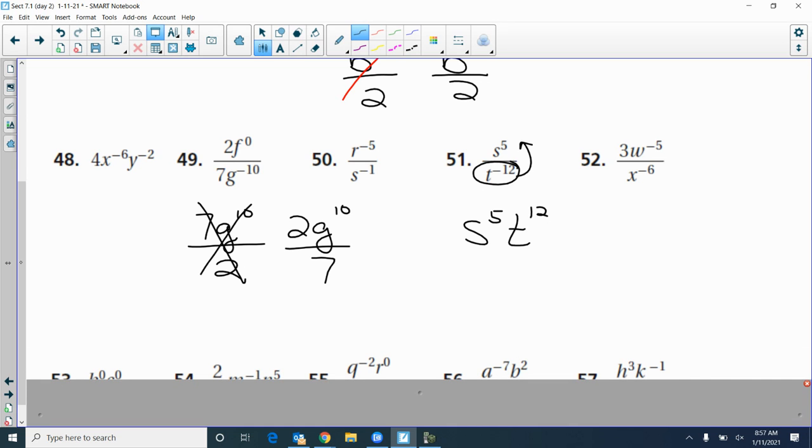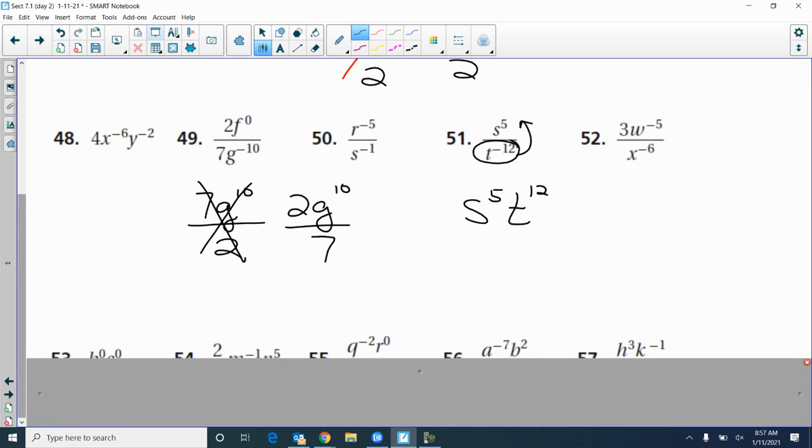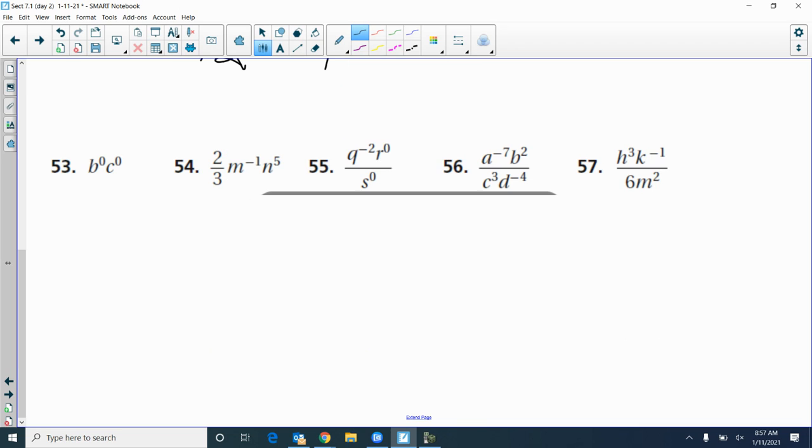All right, 53 was one you had to do. Oh, don't make this one hard. Morgan, what do you got for 53? It is 1. b to the 0 is 1. c to the 0 is 1. 1 times 1 is 1.